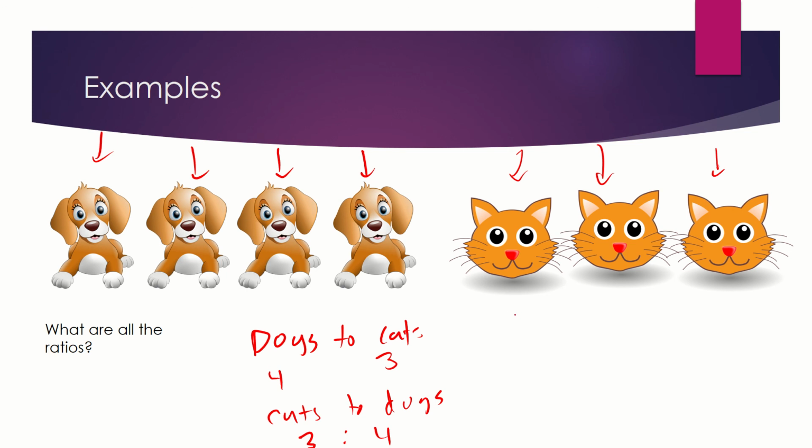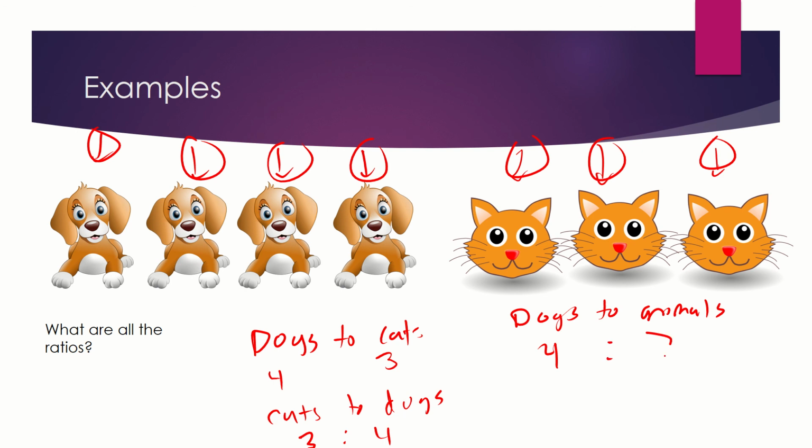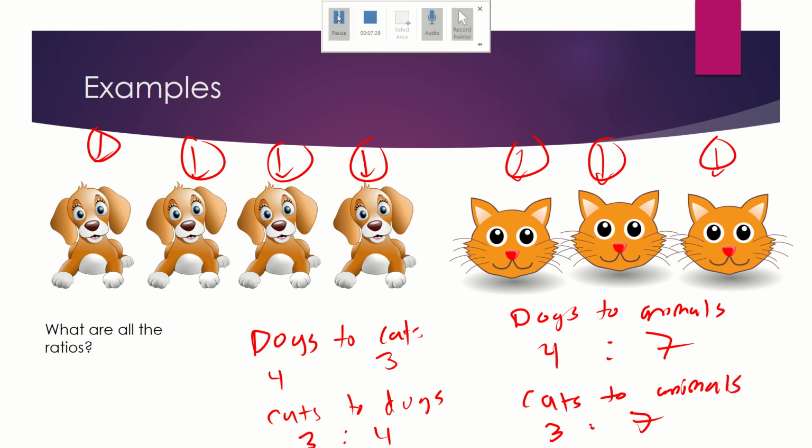Now, what are some other ratios, Mr. S? Well, another one would be dogs to animals, or pets. So here we have 4 dogs, but then in total, we have 1, 2, 3, 4, 5, 6, 7. So we have 4 to 7. Another one you could do is cats to animals and do 3 to 7. You could also do animals to dogs and vice versa, but those are the 4 that are the main ones that you would do in ratios.